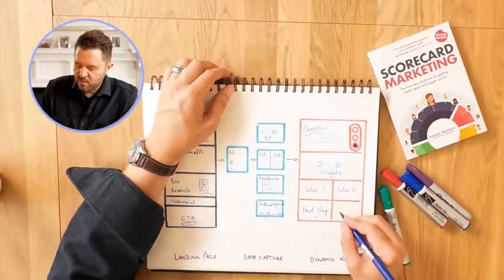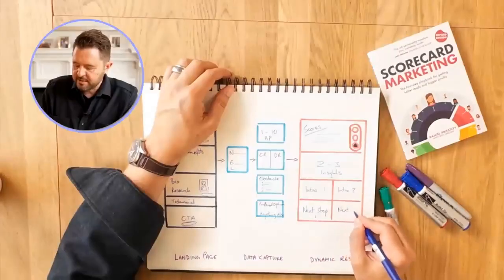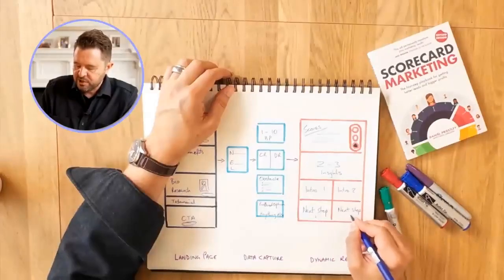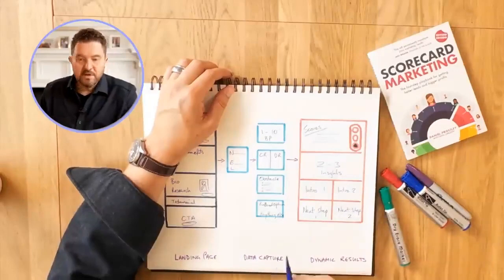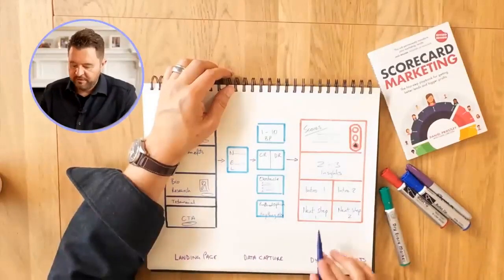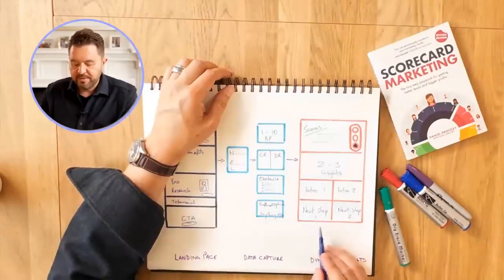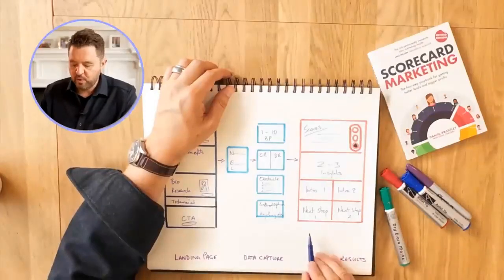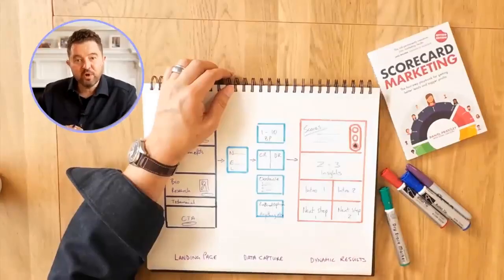So we want to have next step 1 or next step 2. Next step 1 is for highly qualified buyers. This is where you might recommend that someone has a one-to-one with you or that they join you for a workshop. Next step 2 is for people you want to disqualify.